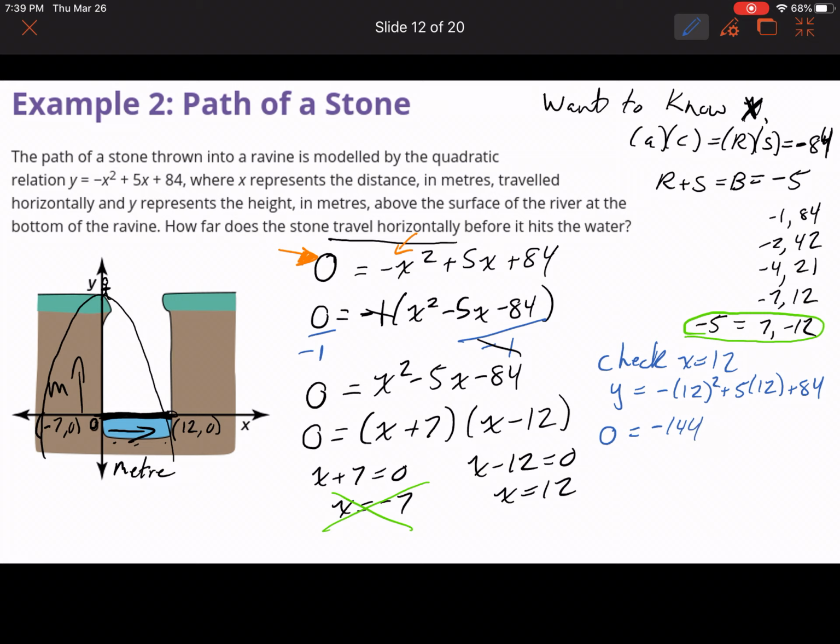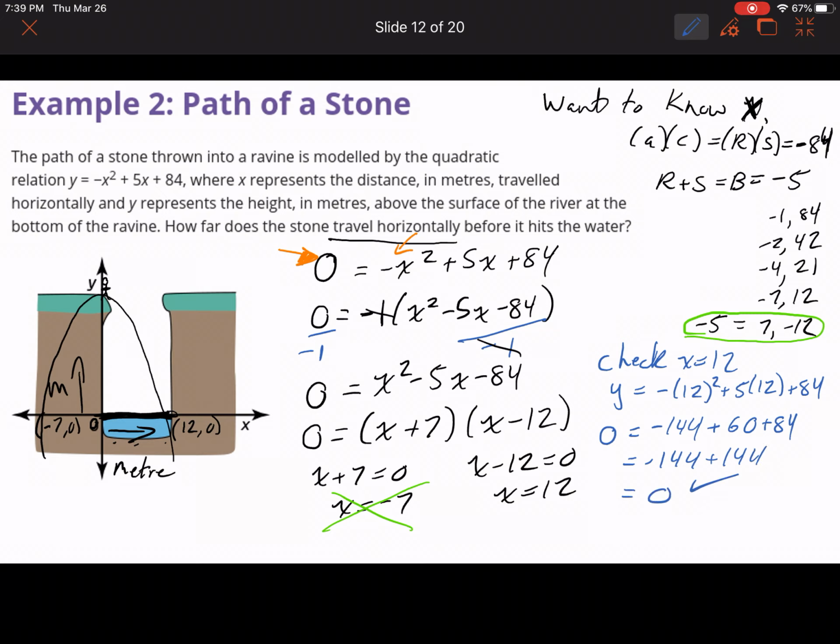What we want is negative 144. If that was inside the bracket, that would change it completely. 5 times 12 is 60 plus 84. And we end up with a good check equaling 0.